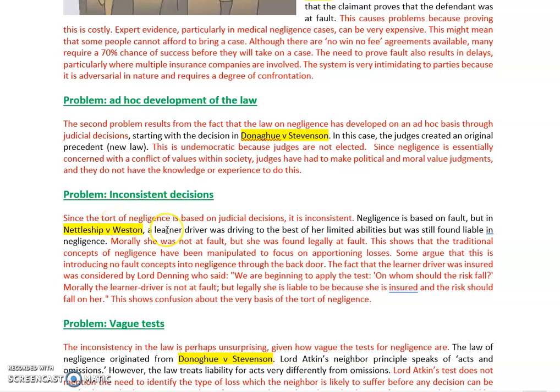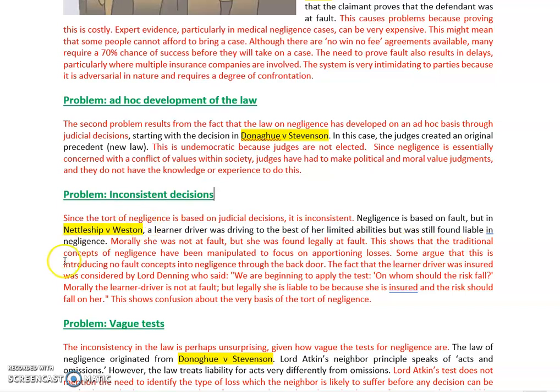A learner driver was driving at the best of her limited abilities, but she was still found liable in negligence. And you could talk about the fact that morally she was not at fault, but she was found legally at fault. And this shows that the traditional concepts of negligence have been manipulated, if you like, by the judges to focus on apportioning losses. Or in other words, the judges have looked at who's going to carry the cost, if you like, for paying for this negligent act, for the damages that have resulted.